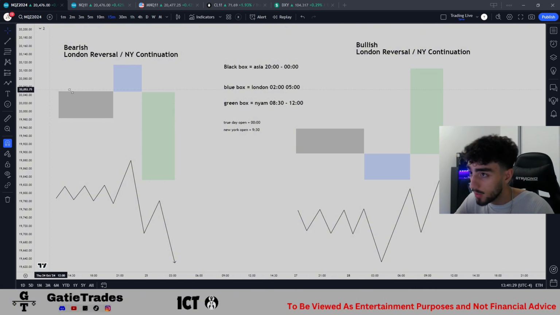In the bearish scenario, usually Asia will accumulate. If Asia does not consolidate or accumulate, right here, it's not going to be that clean of a power of 3. It's going to be hard to figure it out. But you want to see a manipulation in London. From where? Because I know identifying the manipulation can be difficult. It's from the true day open.